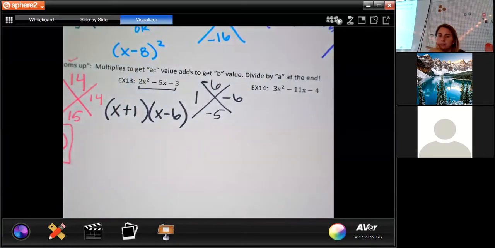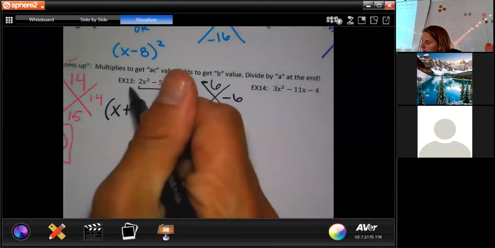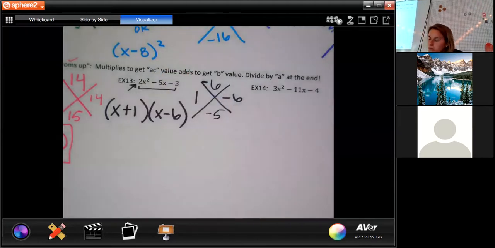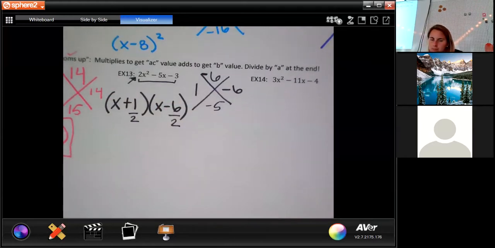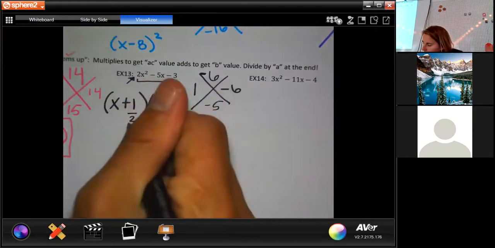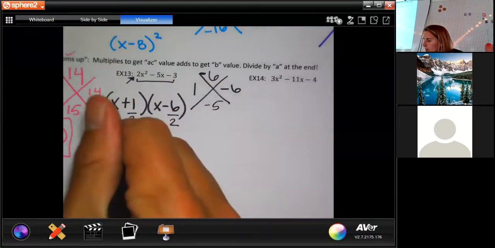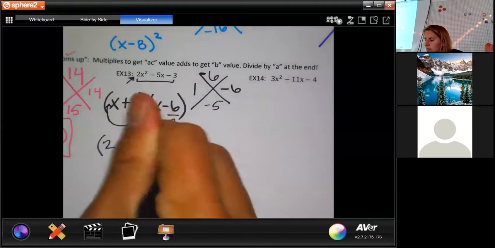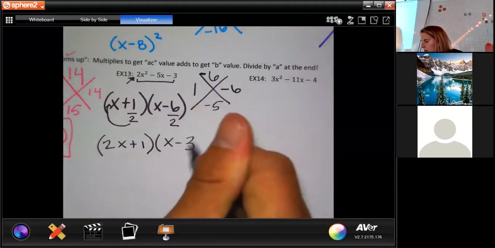So I did the slide. What number am I going to divide by? 2. Yep, 2. So divide by 2. All right, and then bottoms up here inside the factor. 2x plus 1. And then 6 divided by 2 gives you 3.